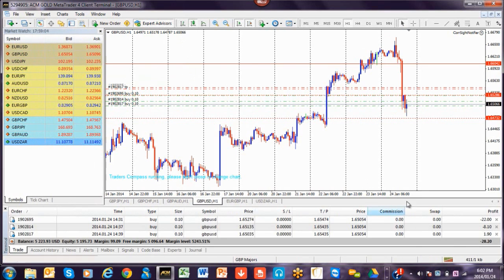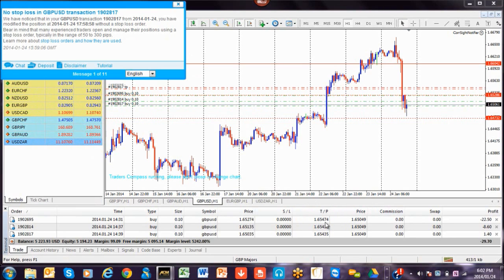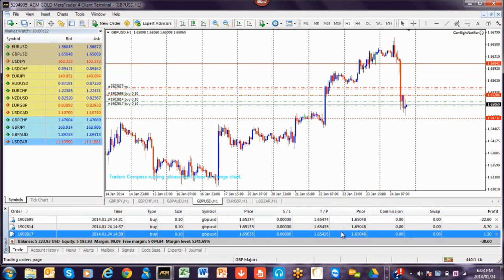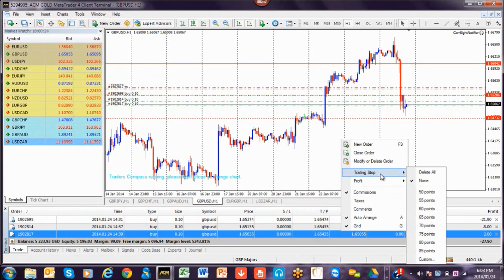Alright, so I have a couple of trades running right now on this account. We just want to place a trailing stop. So here's a trade, pound. We bought pound here, and pound dropped immensely today. So you right click on the trade, you go to trailing stop. Remember, these are points or pipettes, not pips. So we're not looking at 50 pips behind, we're looking at 5 pips behind.